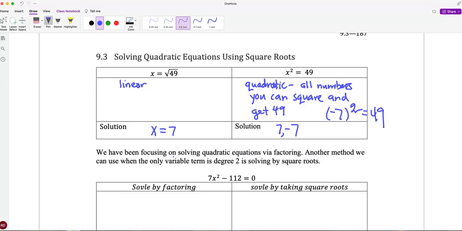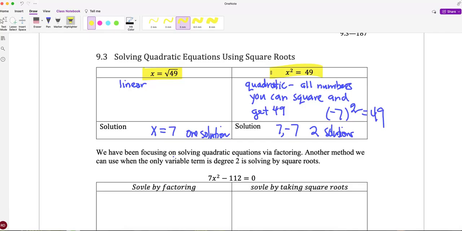So this has two solutions. So here I had one solution, and here I have two solutions. So that's the special attention you have to pay when you're solving a quadratic versus a linear. So keep in mind the difference. This is what number is the square root of 49? That's 7. What number or numbers can you square and get 49?